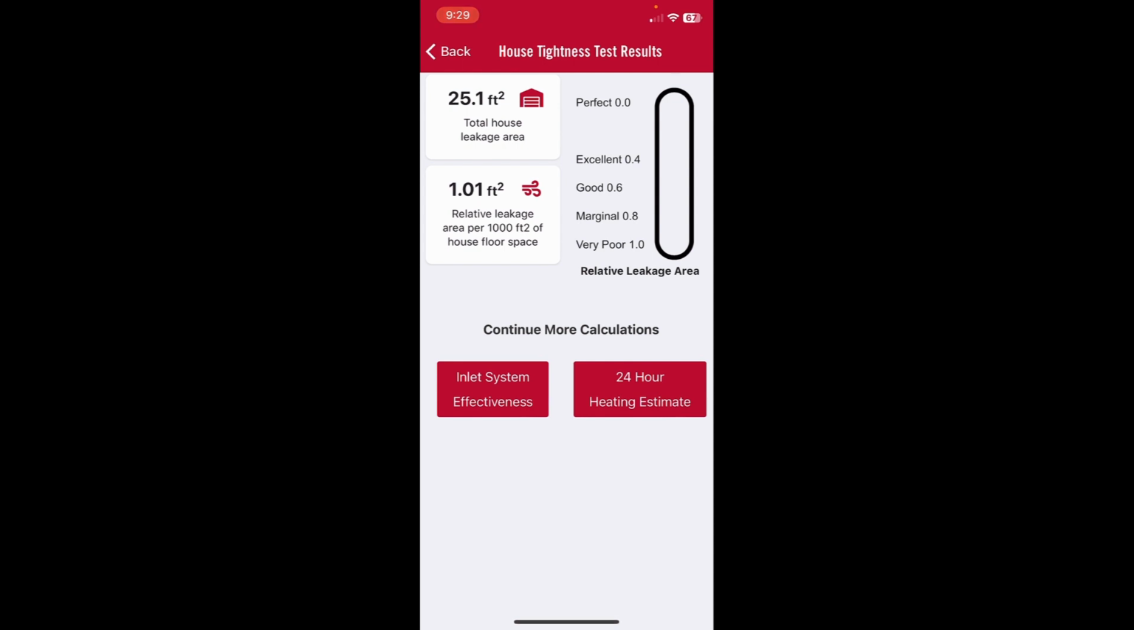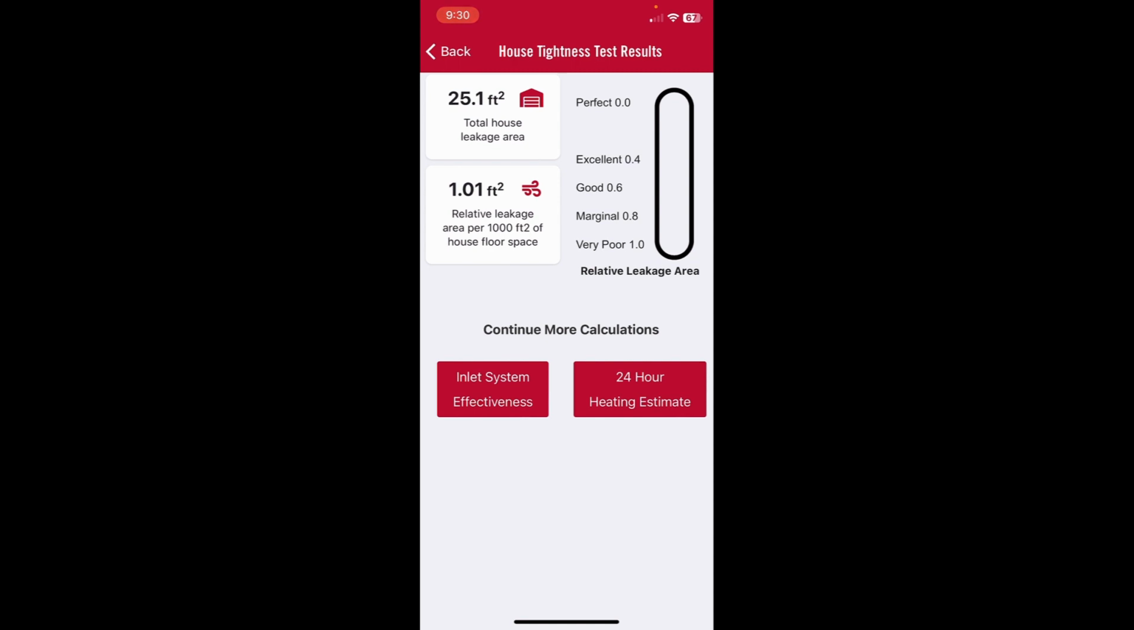First thing it tells us is how much leakage area we have. There's 25.1 square feet of leakage area somewhere in that house. It also gives us a relative leakage area, how many square feet of leakage there is for every 1,000 square feet of floor space, so we can compare test results from different size houses using different size fans. Here, a 1.01 reading, if we look to the right, on the scale, it's basically very poor. But what does that mean, very poor? So we can continue on with some more calculations.